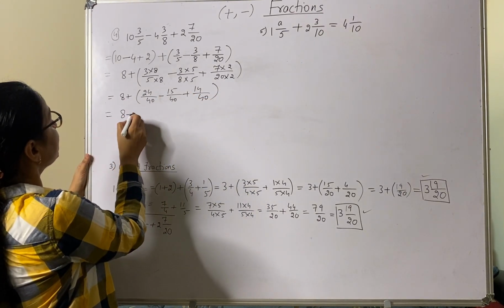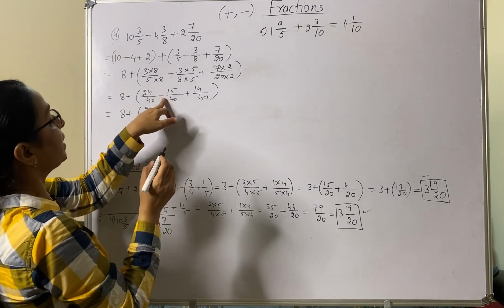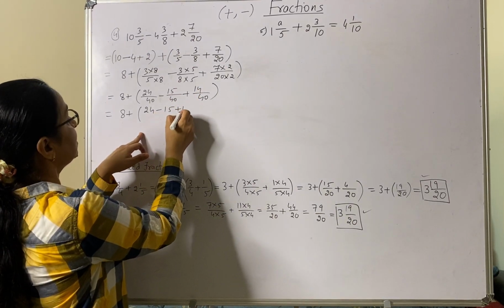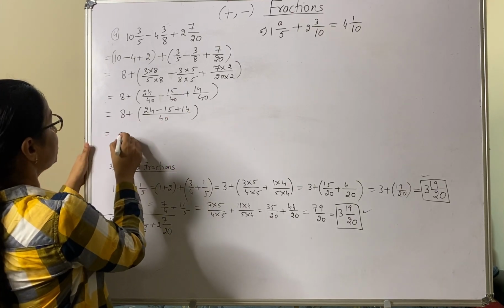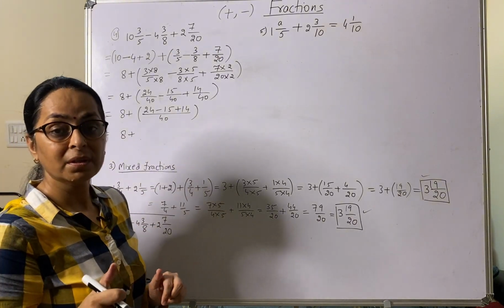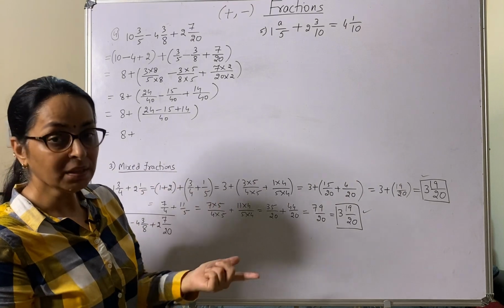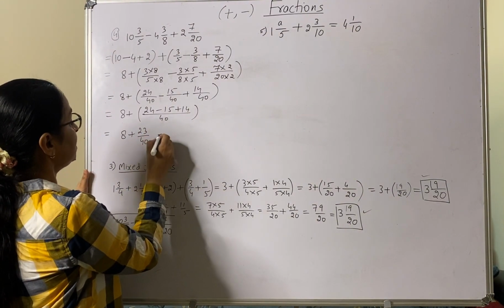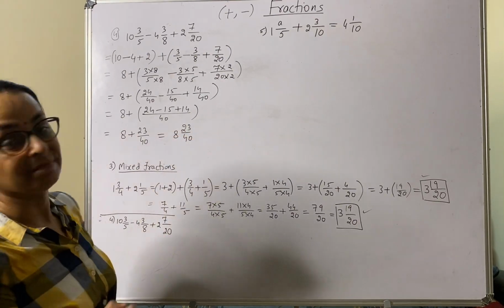So my answer would be what, my dear? It's 8 plus 24 minus 15 plus 14. Let us write minus 15 plus 14 over 40. So yes, what we'll be doing, minus 15 plus 14 is minus 1, and 24 minus 1 would be 23. So it is 23 over 40. So our answer will be 8 23 by 40.